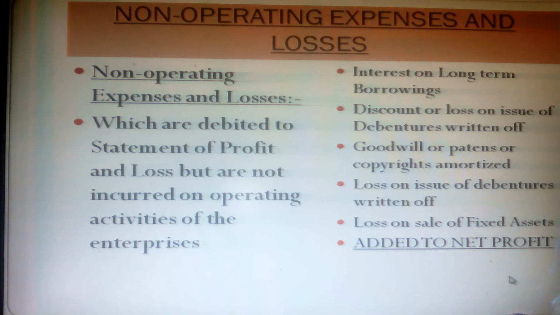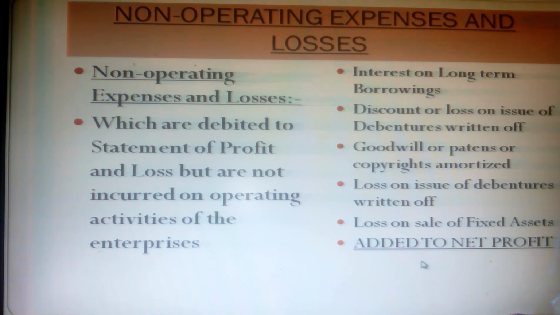So what are the examples? I have already discussed them in our accounting ratios. Correct. Interest on long-term borrowings, discount or loss on issue of debentures written off. Then goodwill or patents or copyright amortized. Then loss on issue of debentures written off. Correct. Then loss on sale of fixed assets. So all of these, you want to add to the net profit.